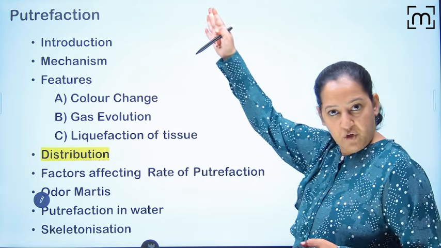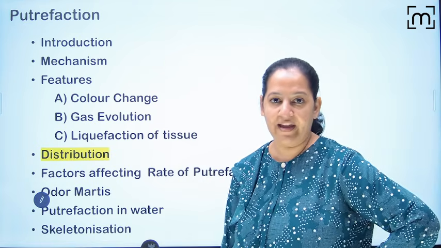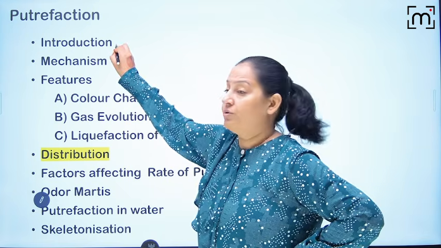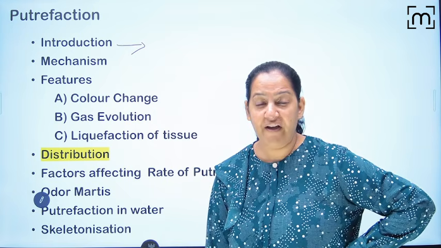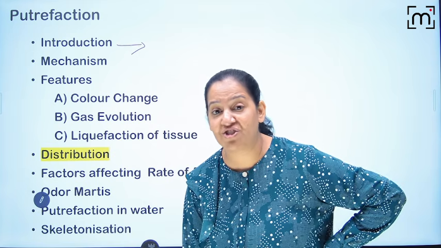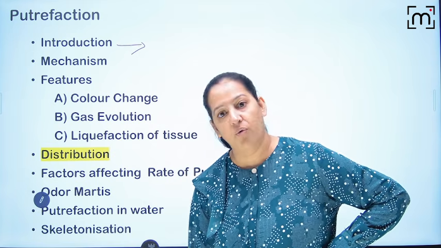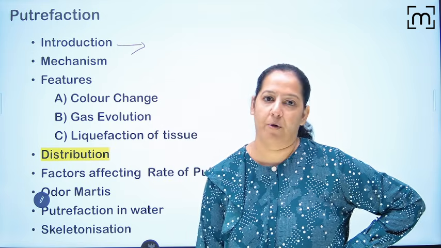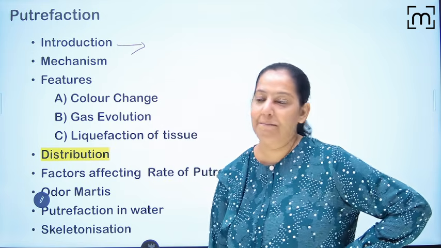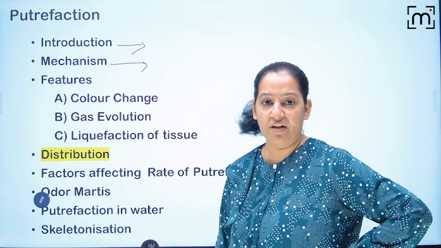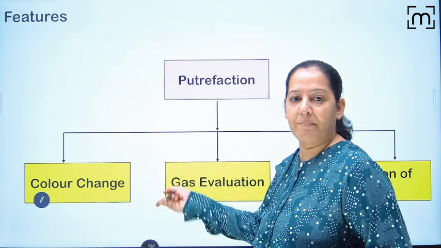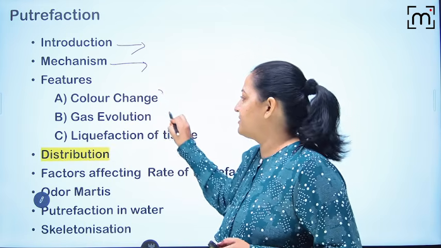Now, I was teaching you putrefaction under these headings. Okay, can we revise it? I already taught you the definition. What's the definition of putrefaction? Bacterial destruction of the dead body. Or you can say bacterial destruction of the soft tissue followed by the skeleton of the dead body. The mechanism I already explained to you, the flow chart, and the 3 features we have just completed over here.